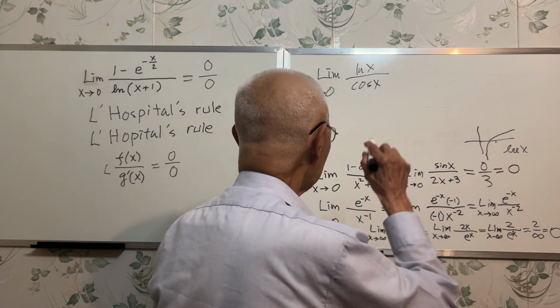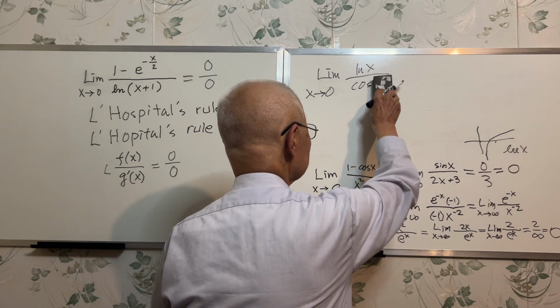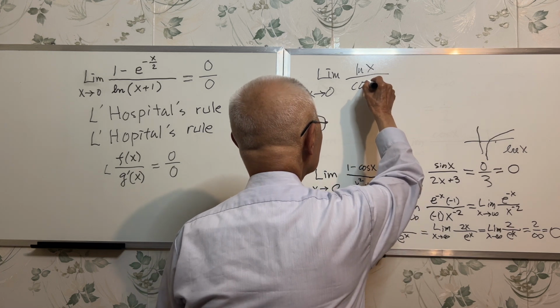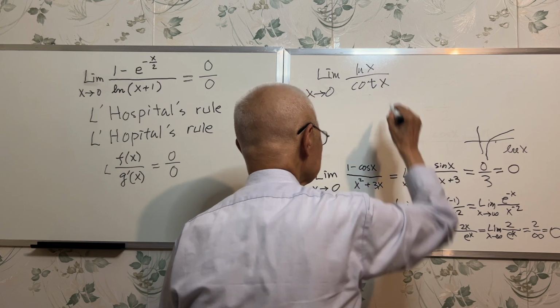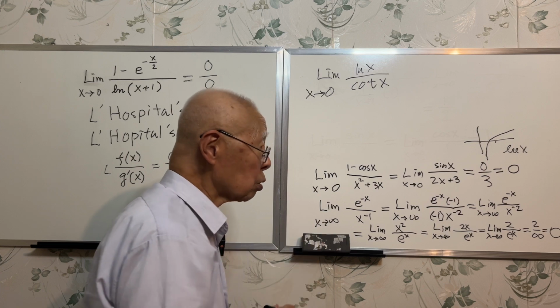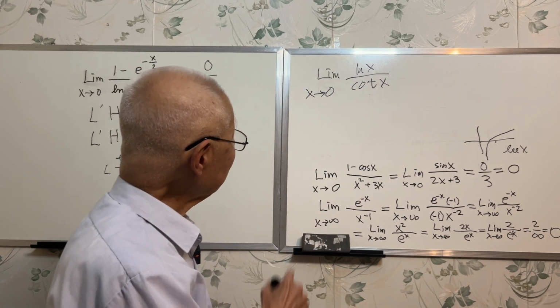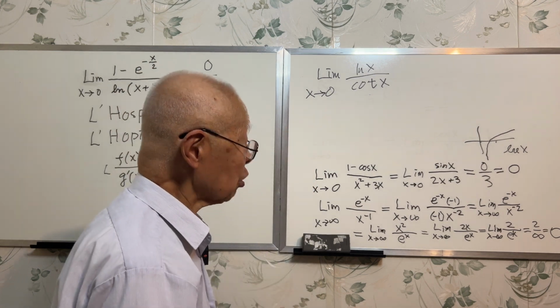Oh, no, I made a mistake. It's not cosine, it's cotangent x. What is cotangent 0? Cotangent 0 is infinity. Therefore, you have negative infinity over infinity. Again, you can use the L'Hopital rule.